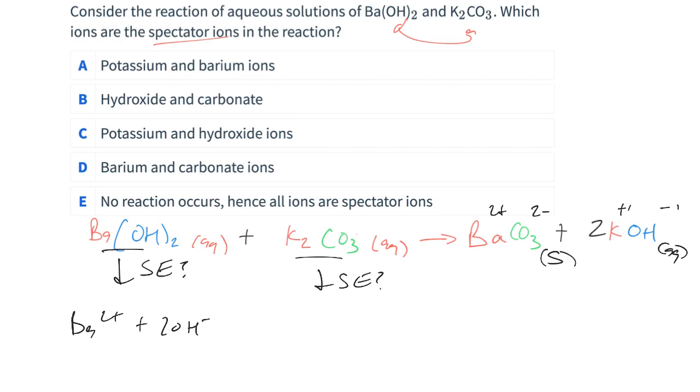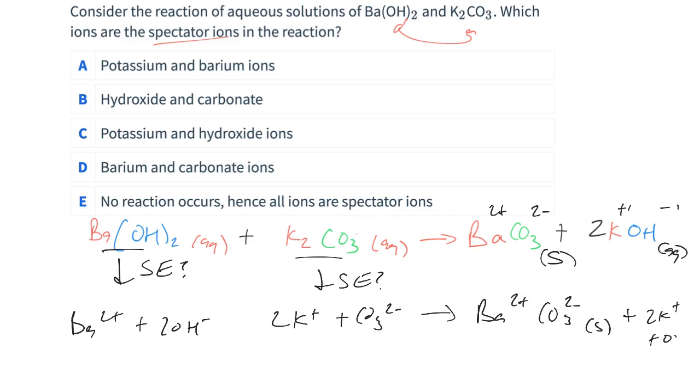So I can write the reaction with those ions fully dissociated, where I get 2 K+ ions dissociated, and a carbonate ion dissociated as well. BaCO3 is not a strong electrolyte. It's the thing precipitating from the solution, so it remains intact. All the barium and carbonate ions stick together and form that solid precipitate. Then the K+ remains dissociated, and the two OH- ions remain dissociated.